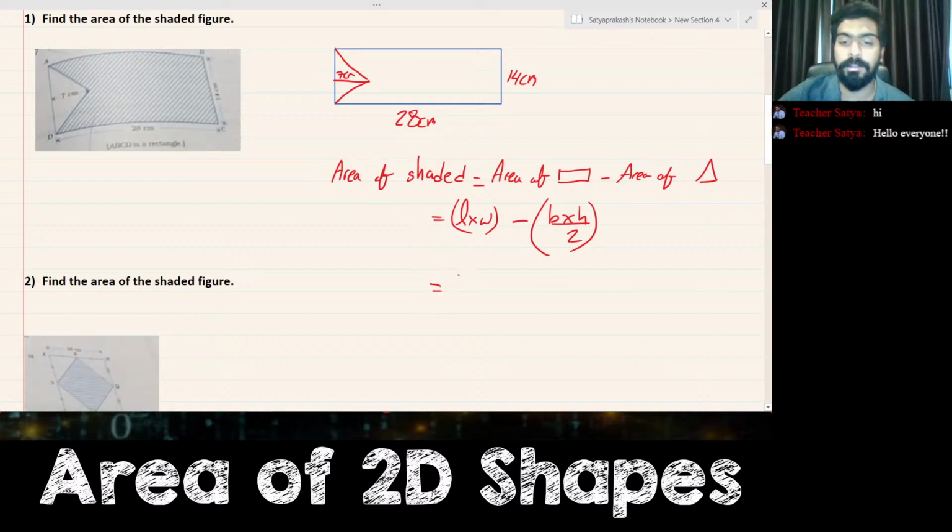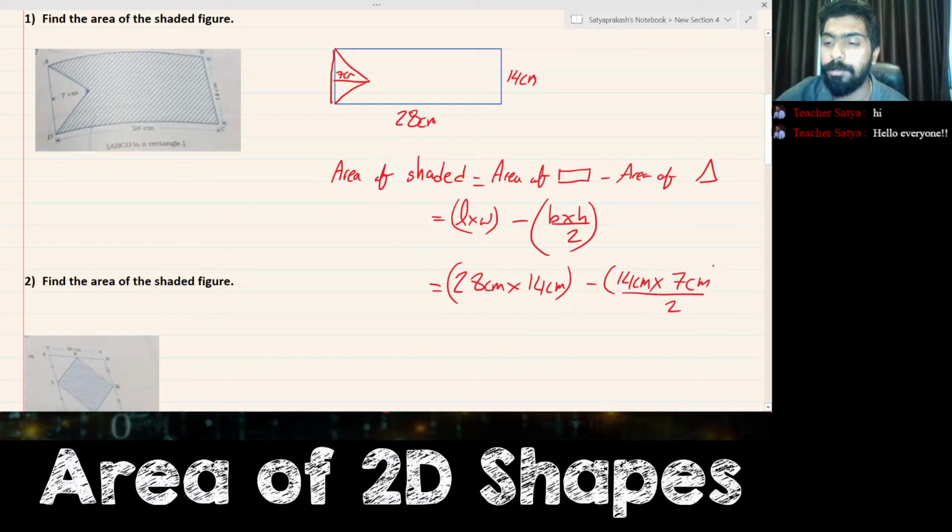Now the length is 28 centimeter multiplied by the width, which is 14 centimeter. And minus with base. So the base of the triangle would be 14, right? So we have 14 cm multiplied by its height, which is 7 cm divided by 2, right, guys? Now if you take a look at this, we can easily simplify. 2 will change to 1, 14 will change to 7.